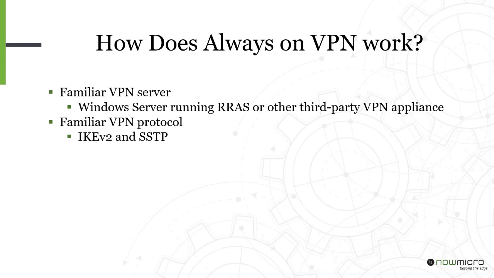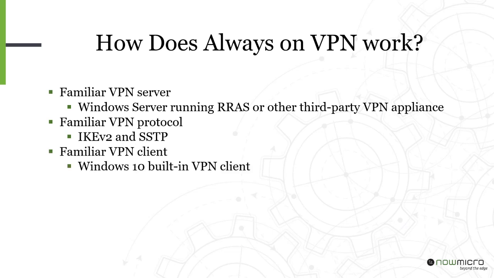Secondly, we have familiar VPN protocols. So IKEv2 and SSTP are two of the more commonly used protocols with Always On VPN and are just solid VPN protocols in general. Third, we have familiar VPN clients. The built-in Windows 10 VPN can be used, which gets rid of the need for deploying additional VPN software, but third-party software can also be used on the client side.